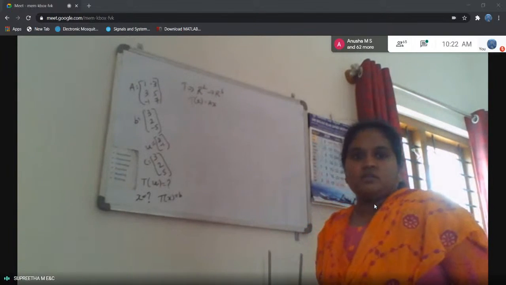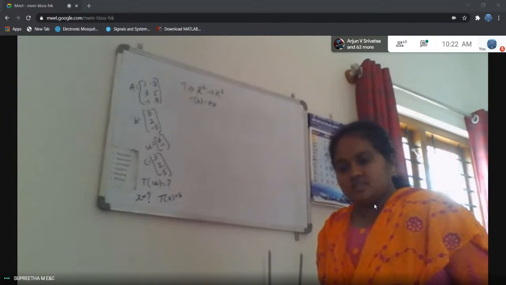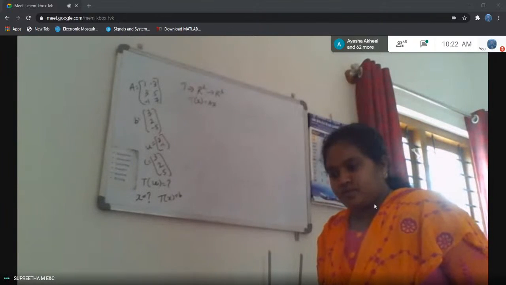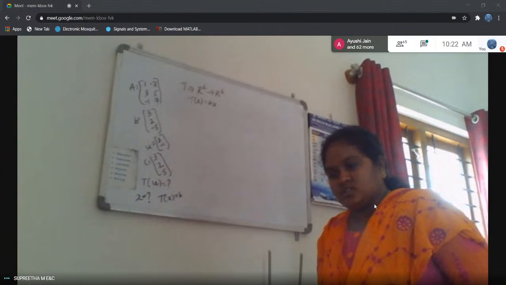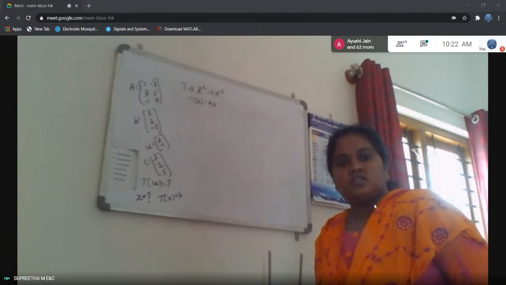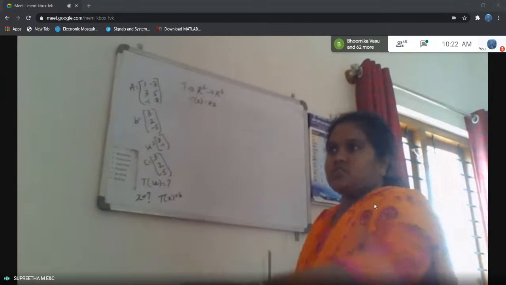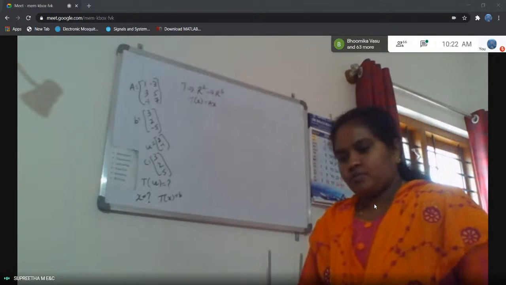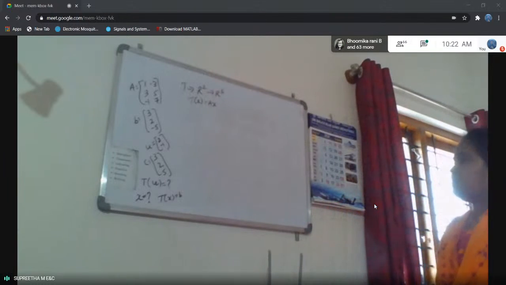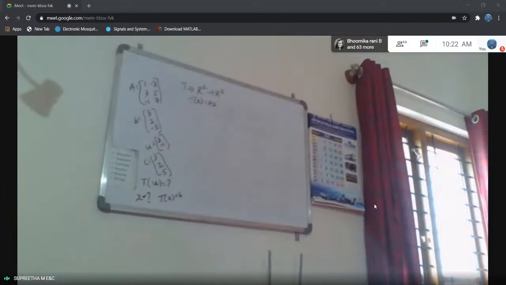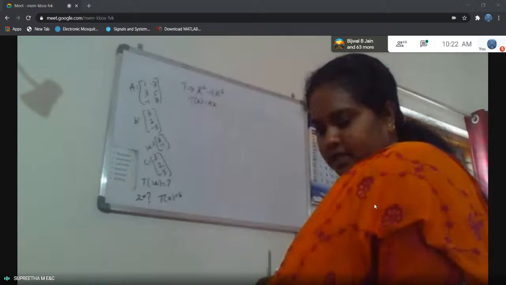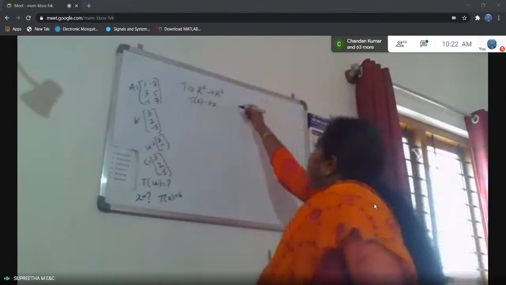And the fourth one, find if C is in the range of the transformation. Okay. So here I've already defined the transformation to be T of x is equal to Ax. So now just simply find out T of x is equal to Ax.